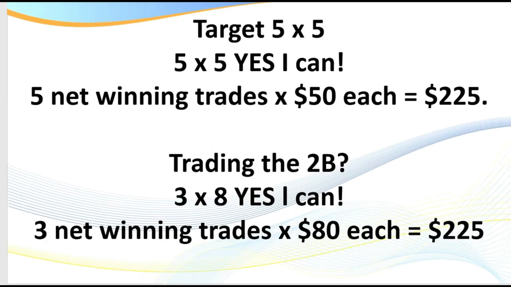Now with my members, we've got a mantra: 5x5, yes I can; 5x5, yes it can; or trading the 2B, which is a deeper pullback, 3x8, yes I can. And what it means is, subject to the market that you're trading, that if you're going for 5x5 on say oil, that's 5 5-tick trades a day. That's 250 less your commissions. It's going to be at worst case 225.